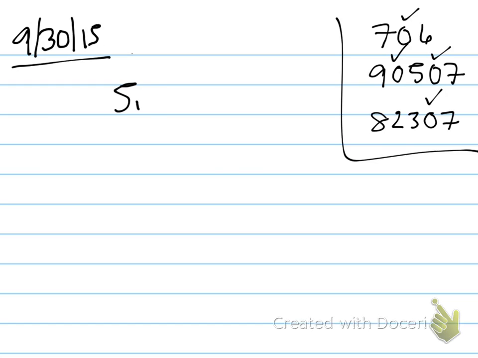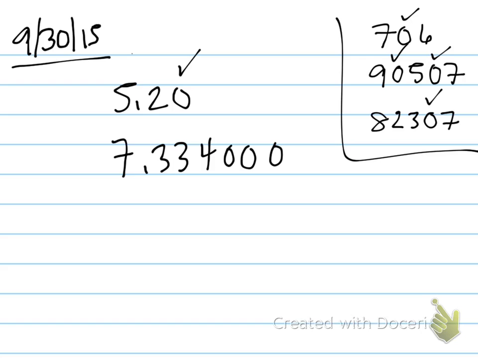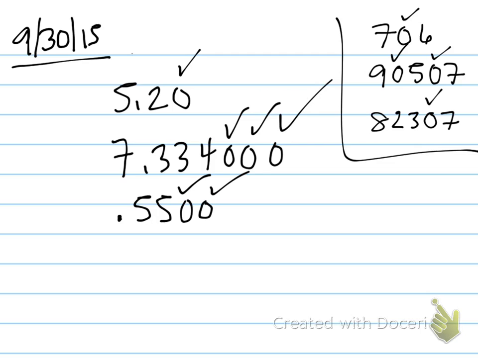So 5.20, yep, significant. 7.334000, yes. Zeros at the end of a number behind the decimal are always significant. Do you want one more of those? What about 0.5500? Are they significant? Yes. Okay, good with that rule.